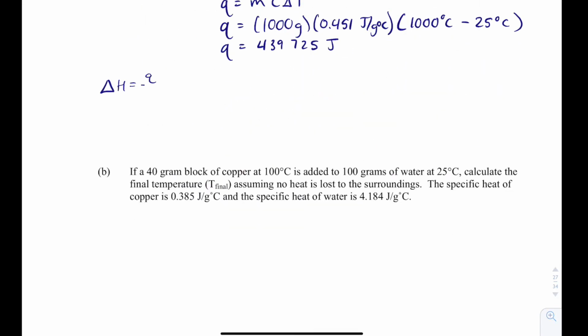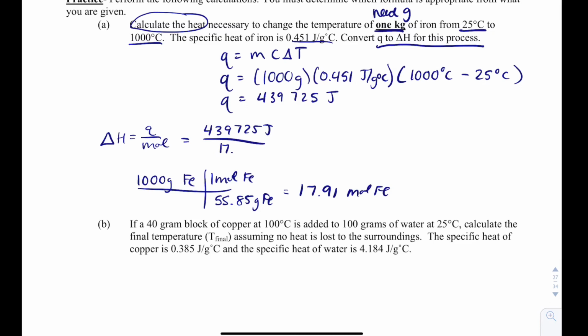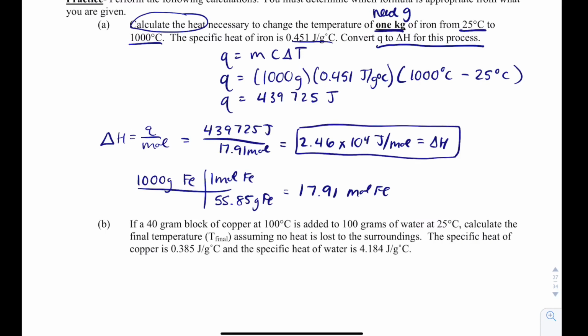If you remember, delta H equals Q over mole. We know Q is 439,725 joules. We just need to get the moles of iron. We have 1 kilogram of iron, so that's 1,000 grams. There's 55.85 grams of iron in 1 mole of iron. Divided by 55.85, we're going to get 17.91 moles of Fe. We divide them and we get 2.46 times 10 to the 4th joules per mole for delta H. Again, it should be positive. This is an endothermic process. I know this because the temperature of our system is increasing.